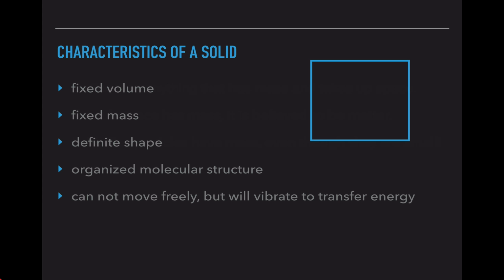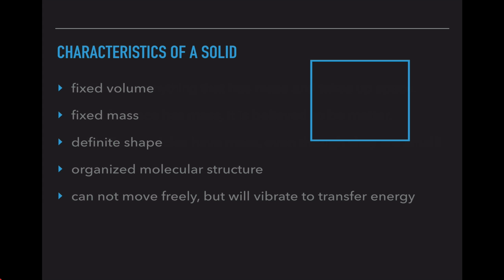So hypothetically, if I had 5 grams of lead, those 5 grams will always have the same volume or take up the same amount of space and have the same mass, 5 grams. It will also have a definite shape. That piece of lead will always be the same cube-shaped piece or the same spherical-shaped piece.